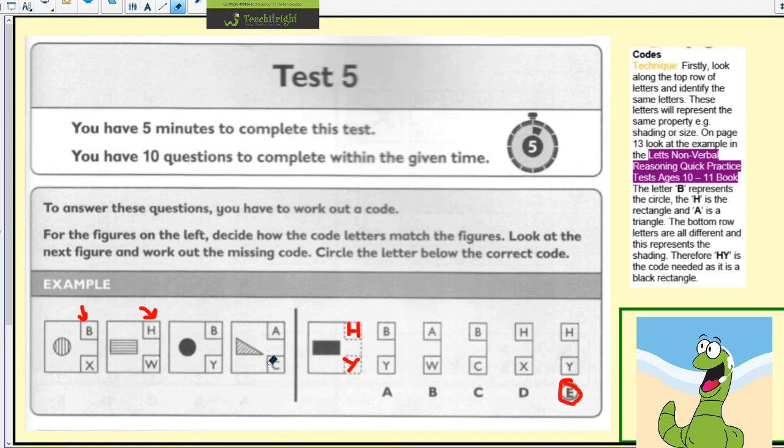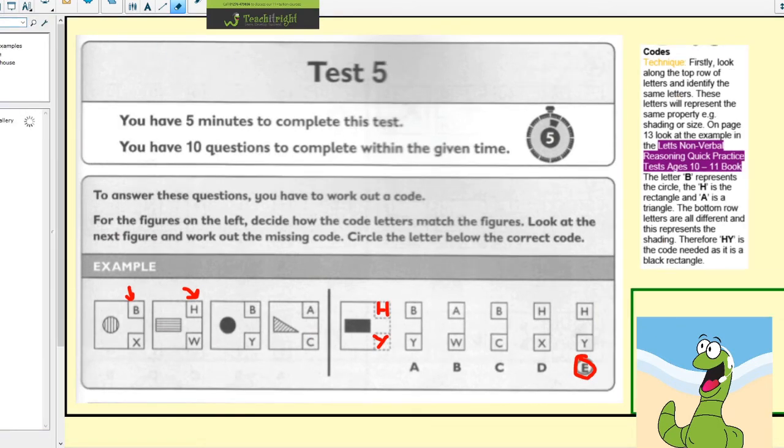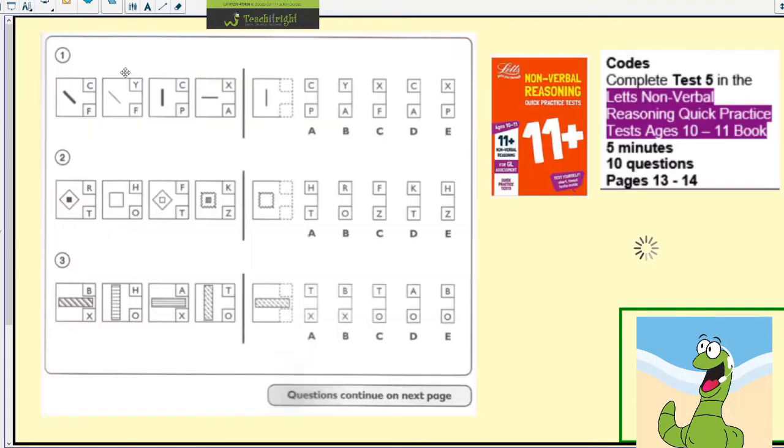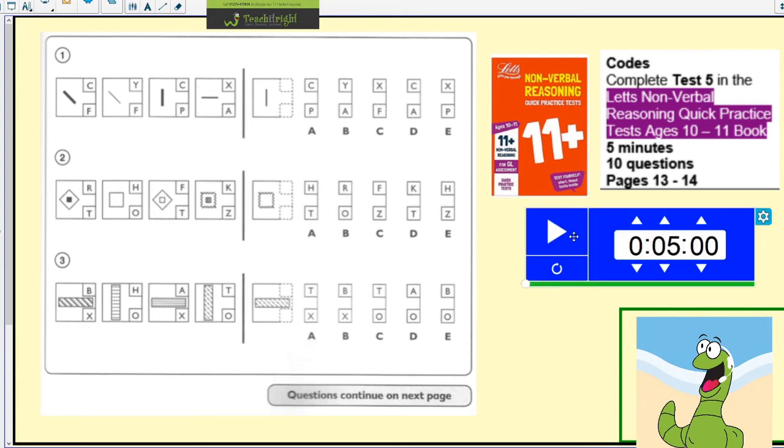Right, everyone, what I'm going to suggest is you start now. I'm going to put the timer up on the clock for you. And the timer is in fact on this page. So this is what those first three questions should look like. Your time starts now. Good luck, everyone.